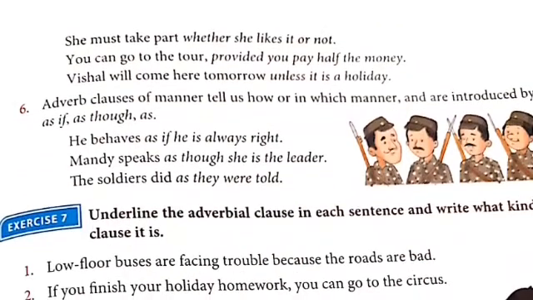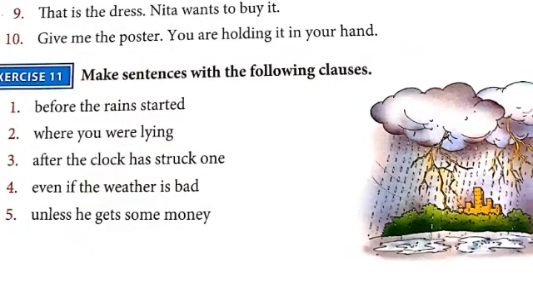An adverb clause of manner tells us how or in which manner and is introduced by as if, as though, as. So this was the chapter on clauses. We saw that there are two types of clauses. One is the main clause, that is an independent clause, and the other one is the subordinate clause or the dependent clause. We saw the difference between both of them, how to identify a main clause and a subordinate clause.